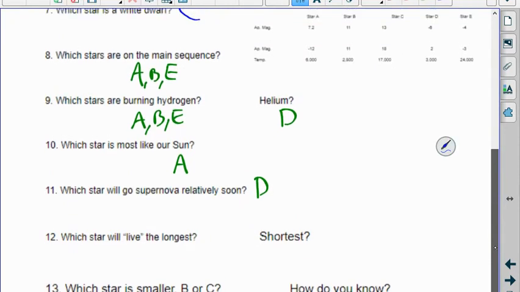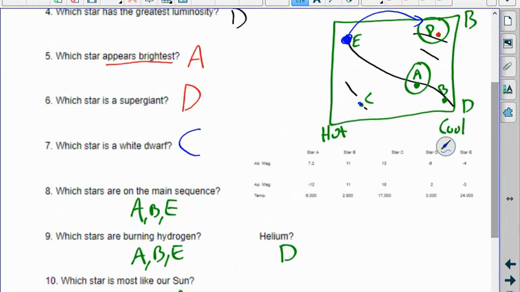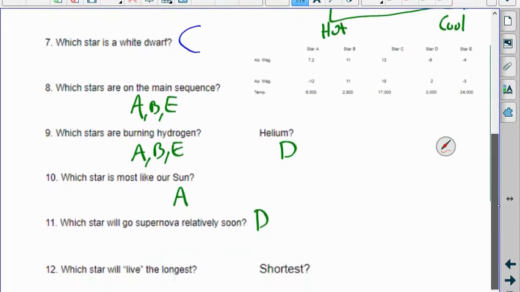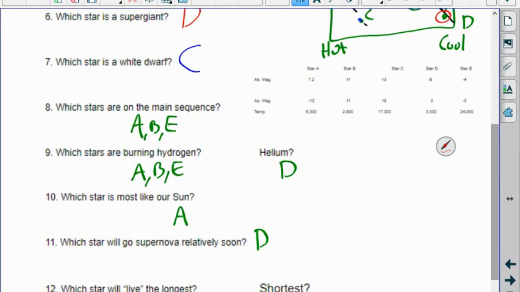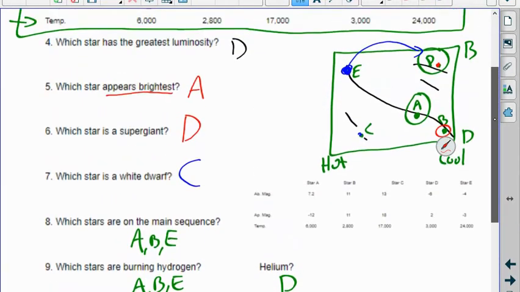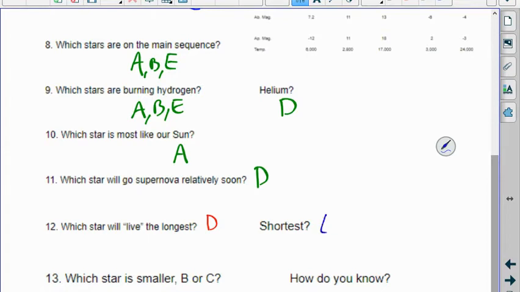Which star will live the longest? Live in quotations. So our little teeny tiny red star right over here, they live the longest. Even though they have less fuel, they fuse it very, very slowly, and therefore will live the longest. And so, what star was that? D. So D will live the longest. Which star will live the shortest? That will be star E, because it is a really big hot star that will burn through its fuel very, very quickly.